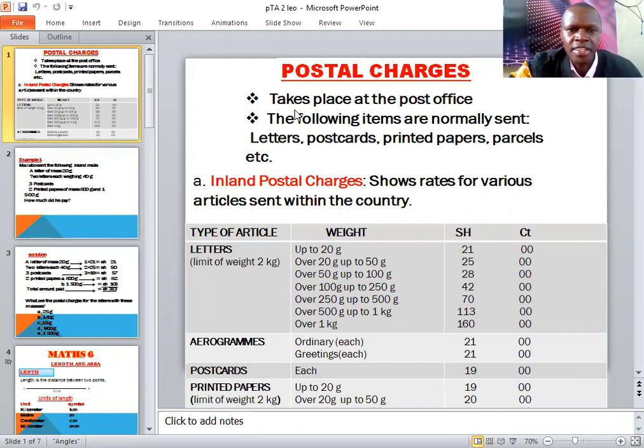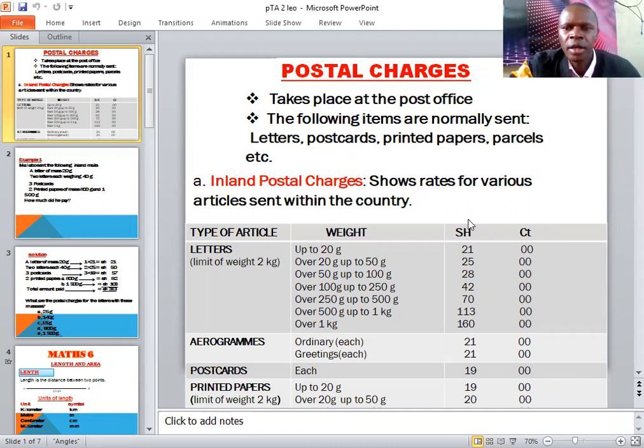This is an exercise that normally takes place at the post office. Now, most of us have at some time visited a post office. In a post office, items are normally being sent, and some of the items that are normally sent include letters, postcards, printed papers, parcels, to mention but a few.